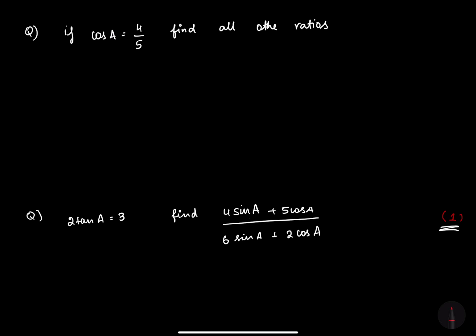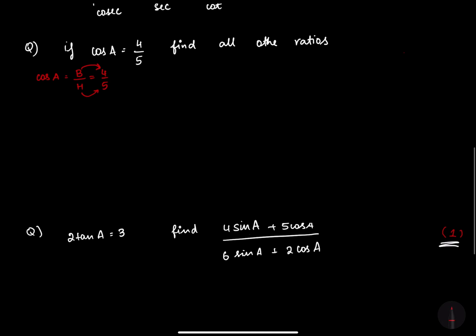Okay, so in this question they have given us cos A. If you remember, cos A is basically base by hypotenuse, which equals 4 by 5, which means our base is 4 and our hypotenuse is 5. Let us draw a triangle so that we remember it. It would be easier for us to break down the problem. So hypotenuse is 5, base is 4. Let's take angle A to be here. We need to find P.